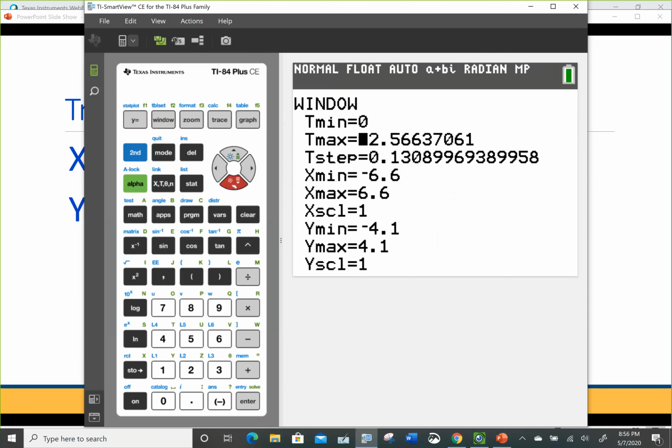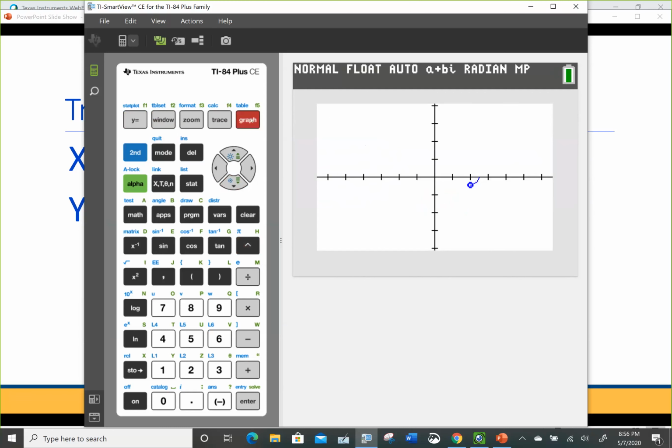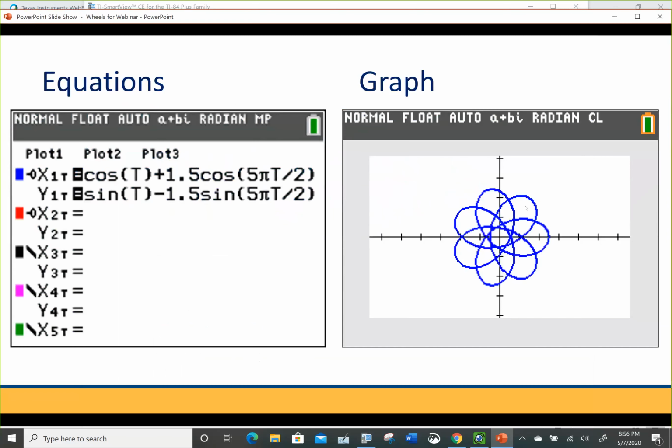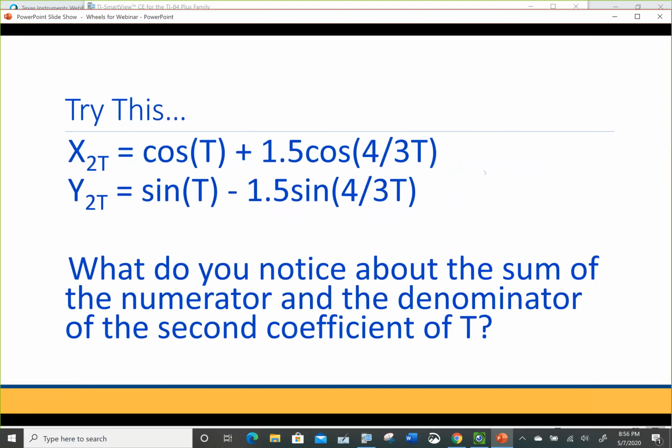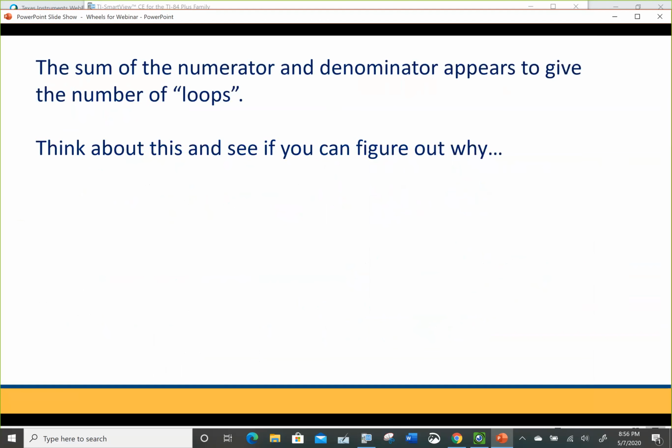Exactly. So let's change this to, instead of 4 pi, 6 pi, and we'll see the completed graph. And that's what it looks like. You notice anything about the sum of the numerator and the denominator and the second coefficient? Well, looks like I'm running out of time. I guess you're just going to have to figure that one out. But truth be known, the sum of the numerator and denominator will give you the number of loops.